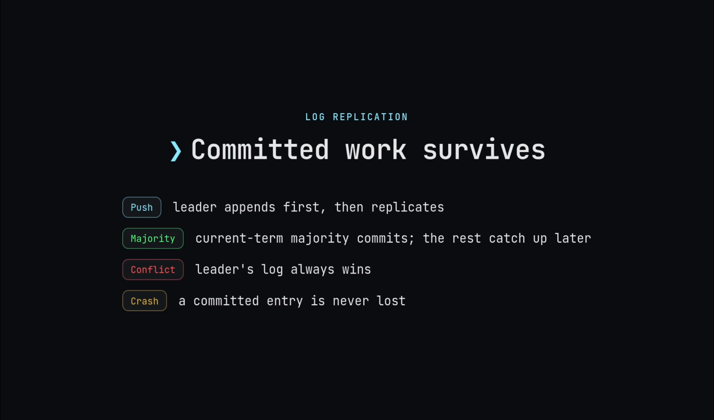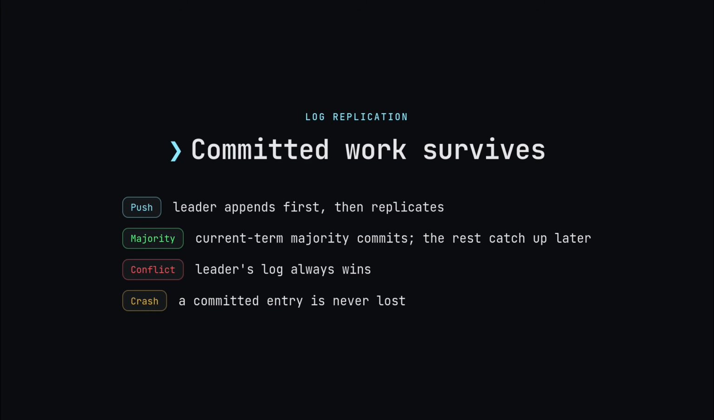Four things to take away in this part, and then we will move on to safety. First, push. The leader appends first, then replicates. Data only flows in that one direction. Second, majority. The current term entry on a majority is committed. The rest catch up later. You do not wait for every node. Third, conflict. If a follower disagrees, the current leader's log is authoritative. Fourth, crash. Once an entry is committed, it survives a leader death. The next leader already has it.